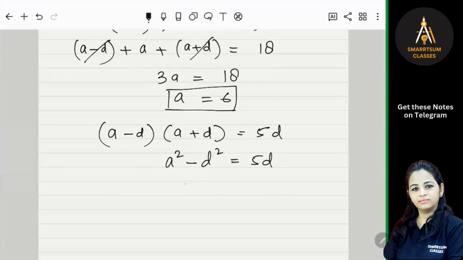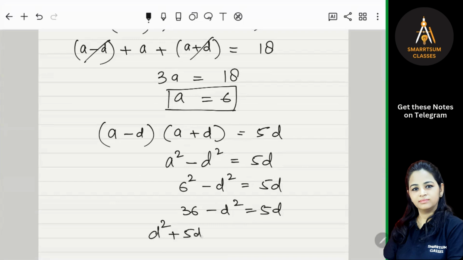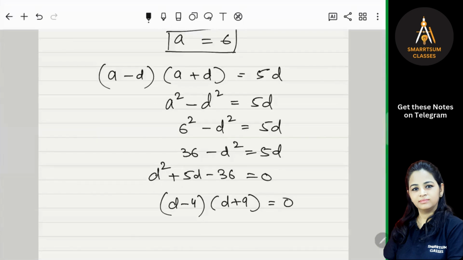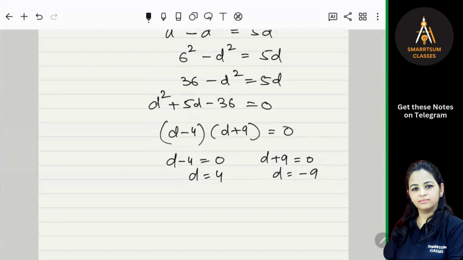What is the value of A? 6. 6 square minus D square is equal to 5D. That is 36 minus D square is equal to 5D. So what you are getting? D square plus 5D minus 36 is equal to 0. Which can be the value? D minus 4 and D plus 9 equal to 0. So D minus 4 equal to 0, so D is equal to 4, and D plus 9 equal to 0, D is equal to minus 9. Okay, so there are two values of D.